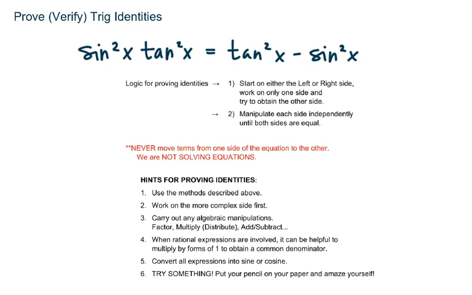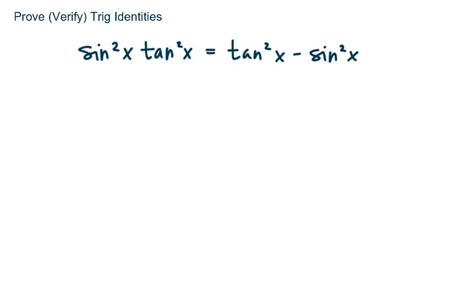So what we might try to do would be to work on the more complex side first, where there is an algebraic manipulation for us to carry out. If we're dealing with fractions or rational expressions, common denominators, multiplying by 1. And then the other strategy we use is to convert everything into sine or cosine. So let's look at solving this.